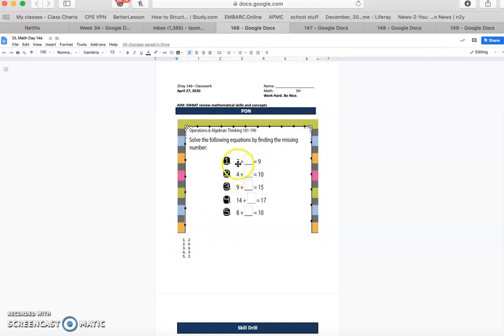The strategy that I used when filling in the missing numbers was to continue counting. For number 1, if I'm starting at 7 and I want to end at 9, I continue counting by going to 8 and 9, which leaves me with 2. So 7 plus 2 equals 9. For question number 2, we're starting with 4 and we have to end with 10. I would continue counting by saying 5, 6, 7, 8, 9, 10, and my answer would be 6.